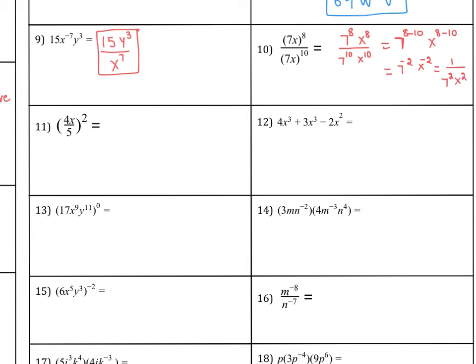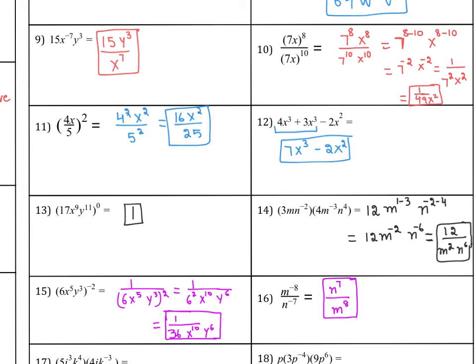So your final answer is going to be 1 over 49 x squared, because 7 squared is 49. So I just took the square because it's not big term. So that's your answer. Question number 11, you're going to distribute the exponent to each term, each number inside.